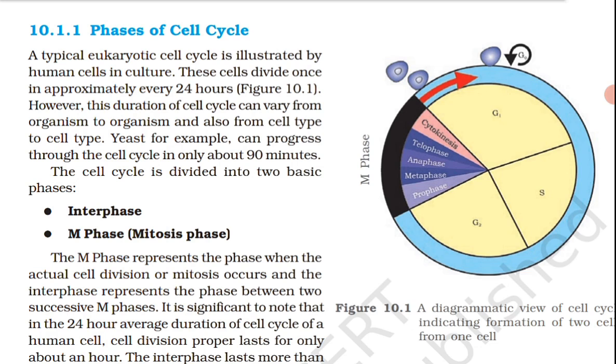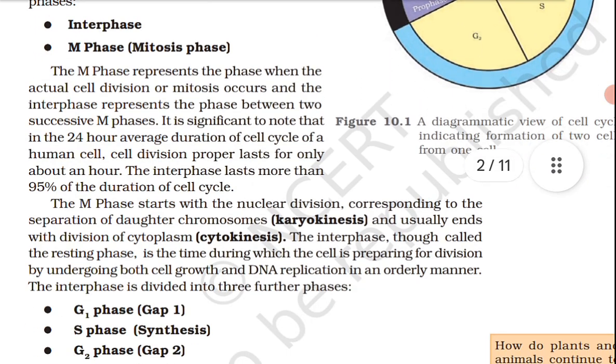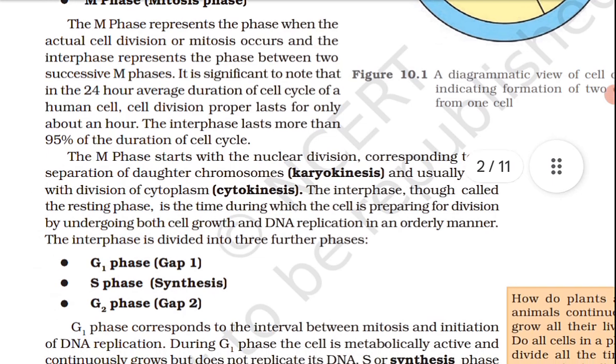G1 phase, that is gap 1, S phase, synthesis, and G2 phase, gap 2. G1 phase corresponds to the interval between mitosis and initiation of DNA replication. During G1 phase, the cell is metabolically active and continues to grow but does not replicate its DNA.